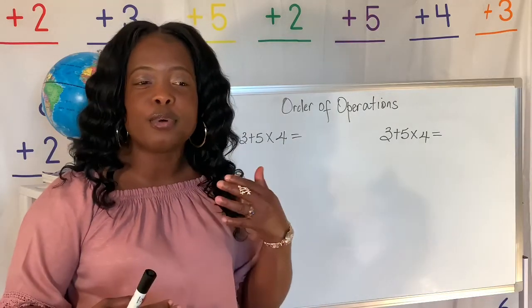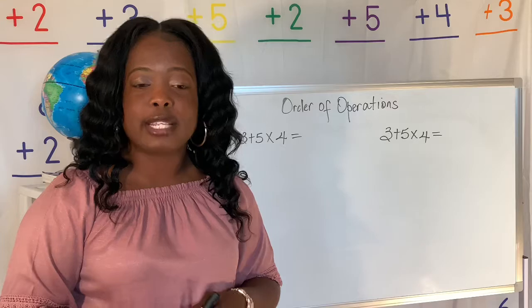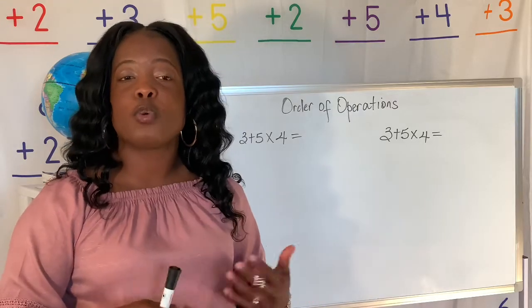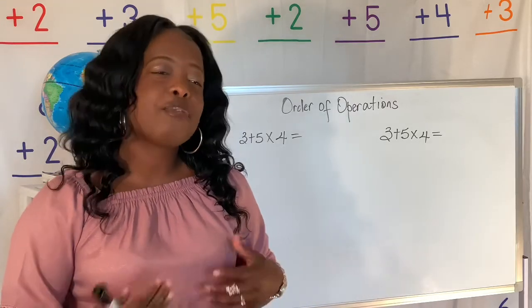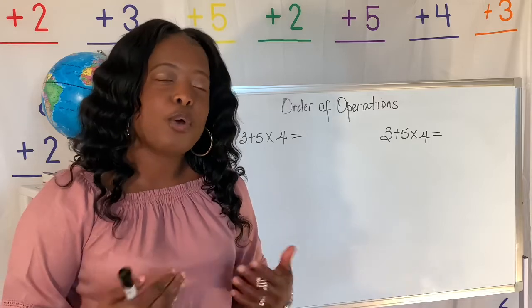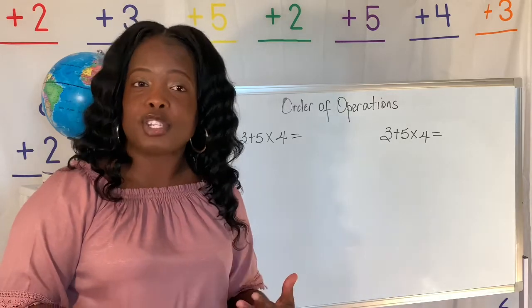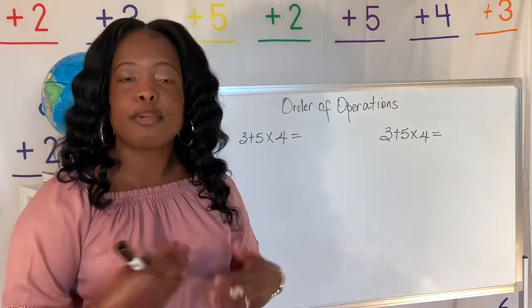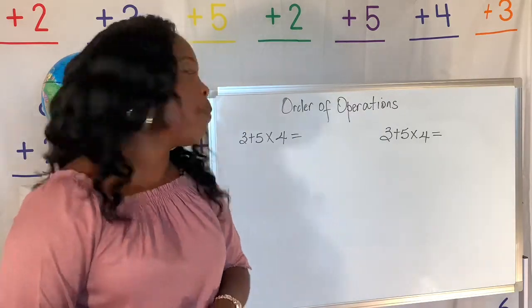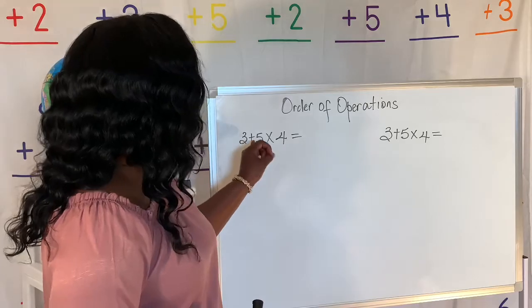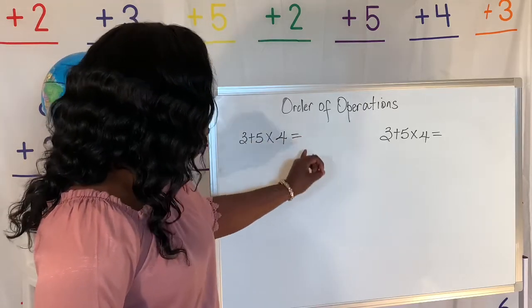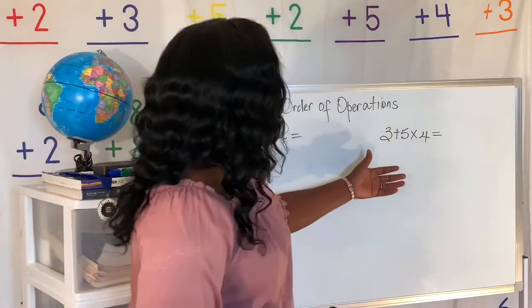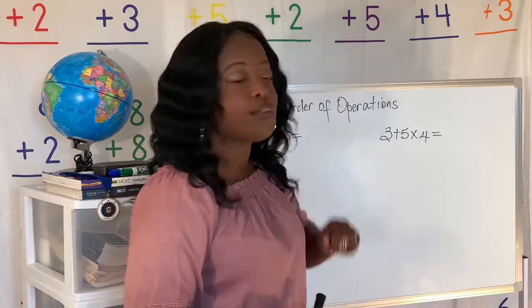However, of course, if you understand the concept as it relates to order of operations, then you know that there's only one way to do this. But let's say, for example, we don't understand the concept of order of operation and we wanted to solve these two problems. And again, remember, they are the same exact problems. So right here I have 3 plus 5 times 4. And of course, we're solving that. And on this side, I also have 3 plus 5 times 4.